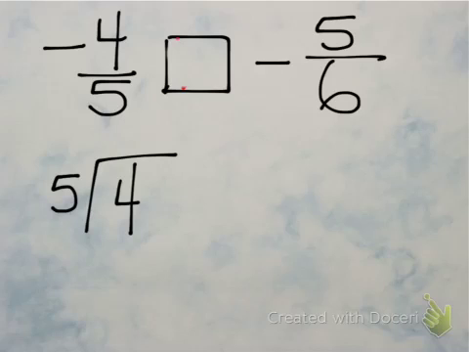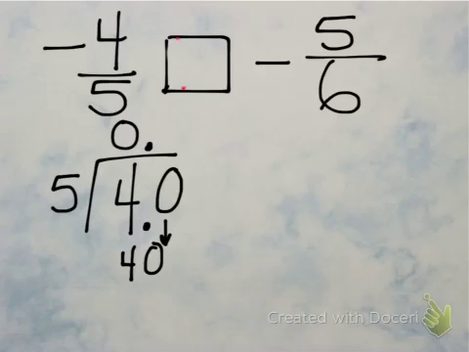Just know that my numerator is inside here and my divisor is 5, my denominator. Then I add my decimal point and bring it up. How many times does 5 go into 4? None. Bring down the 4. Then I add a 0 and bring it down. How many times does 5 go into 40? That's 8. So now I know I'm dealing with -0.8, or 8/10.